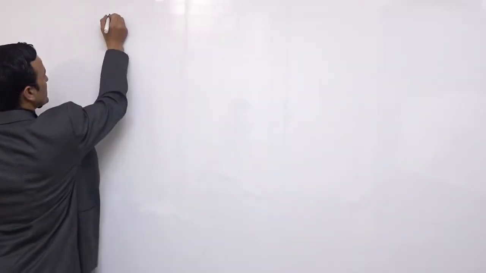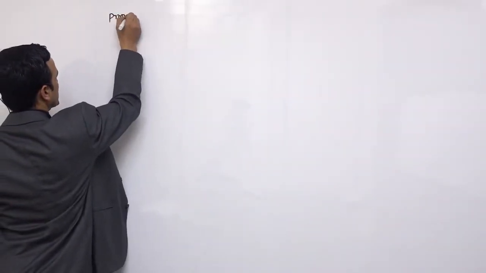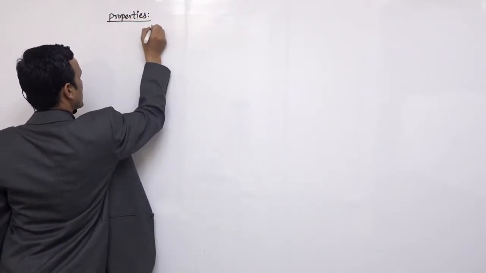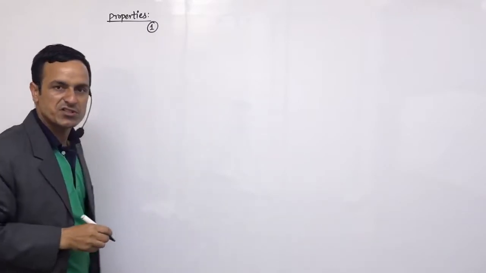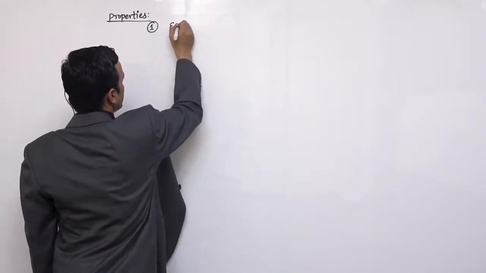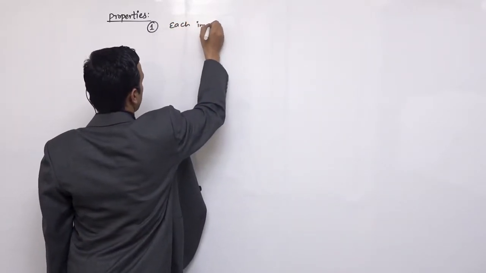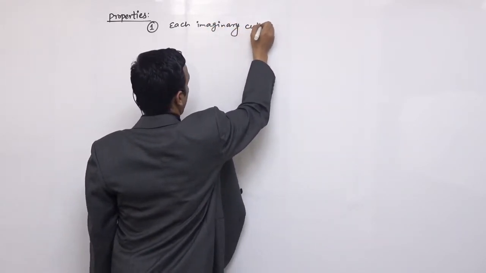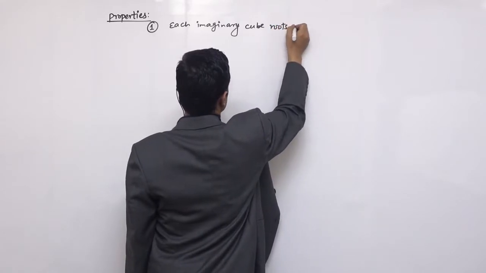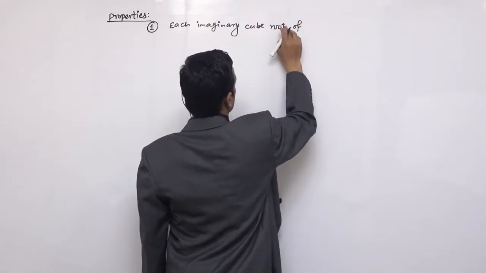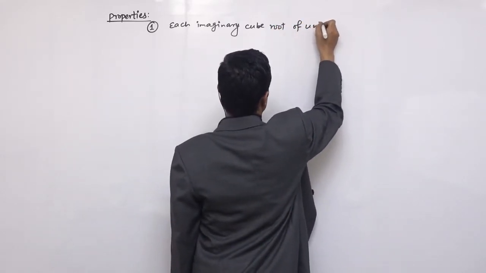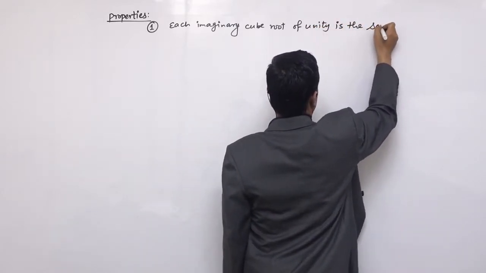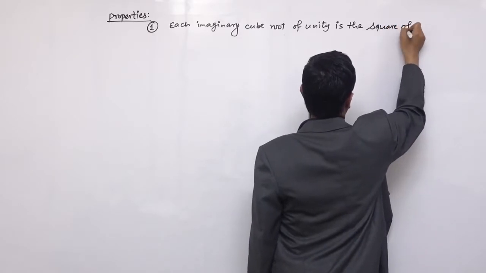So now let's move to the properties. Property number 1: each imaginary cube root of unity is the square of the other.